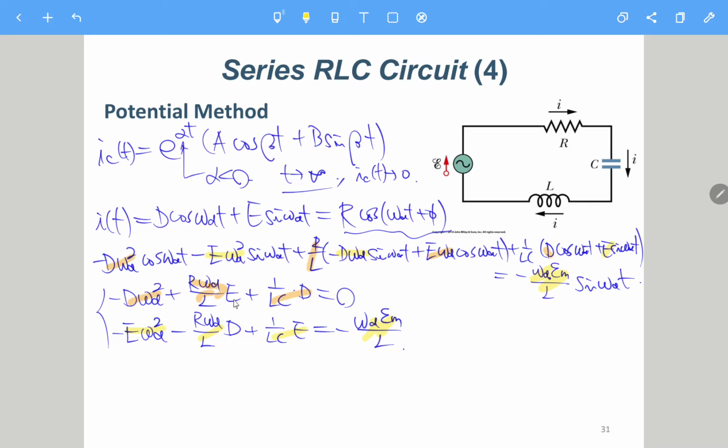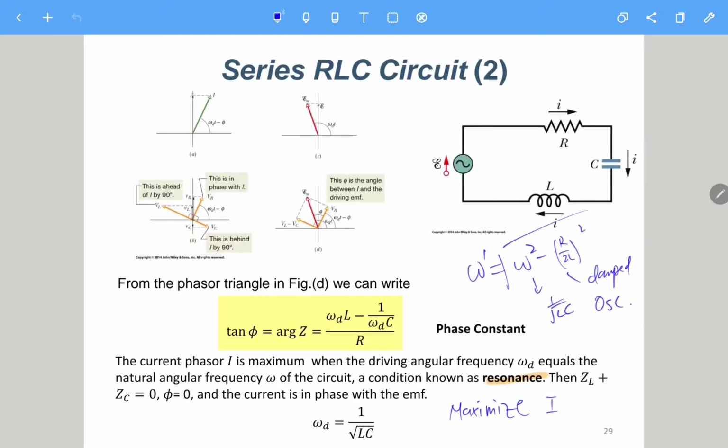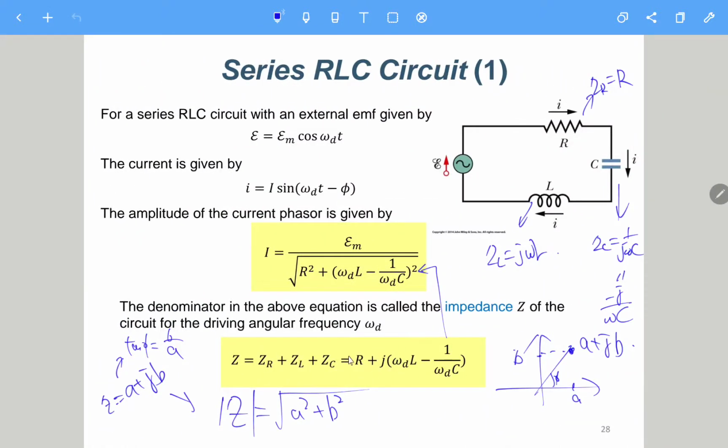So in this case, we have two equations with two unknowns, D and E, and then we can try to solve these two joint equations. Then finally, you will get D to be Em R over R squared plus (omega L minus 1 over omega C) quantity squared. So this is the real part, over the amplitude.